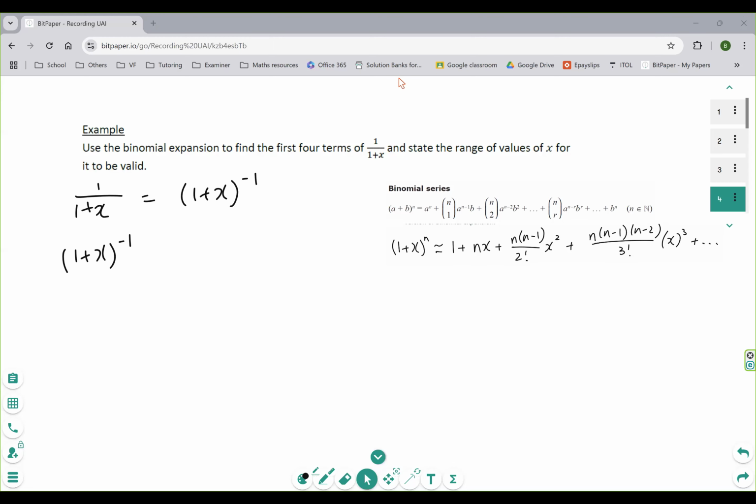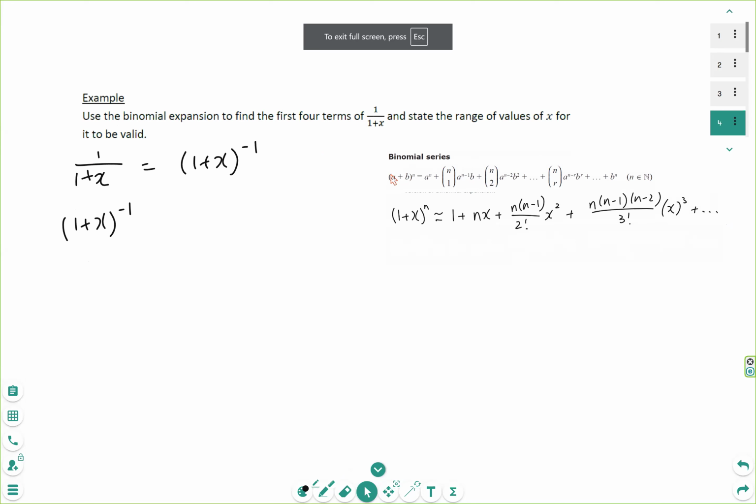Let me copy and paste the formula. I've copied and pasted the formula from the formula booklet. You can see it's a plus b to the power of n. This version is basically what they give you in the exam, so remembering this is useful. I've put it down here, but this other version you have to remember yourself. Anyway, we can use this.